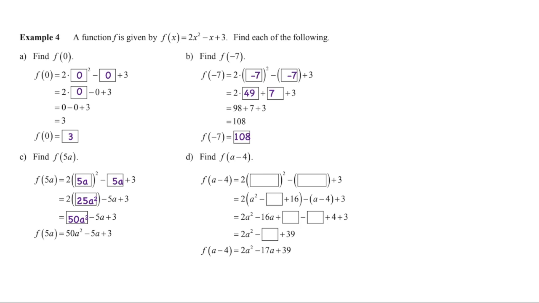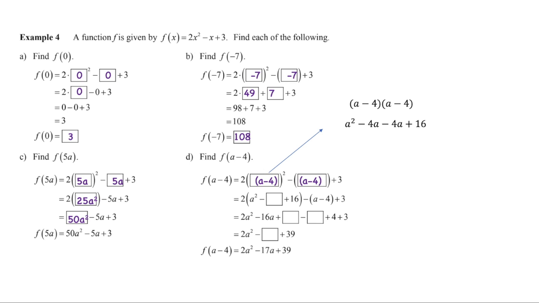We can also substitute a binomial into our equation, such as a minus 4. Everywhere I see x, I'm going to replace it with a minus 4. I now need to take a minus 4 squared, which we know is a minus 4 times a minus 4. Using the distributive property, we will distribute a minus 4 times a minus 4 first, providing us with a squared minus 4a minus 4a plus 16.